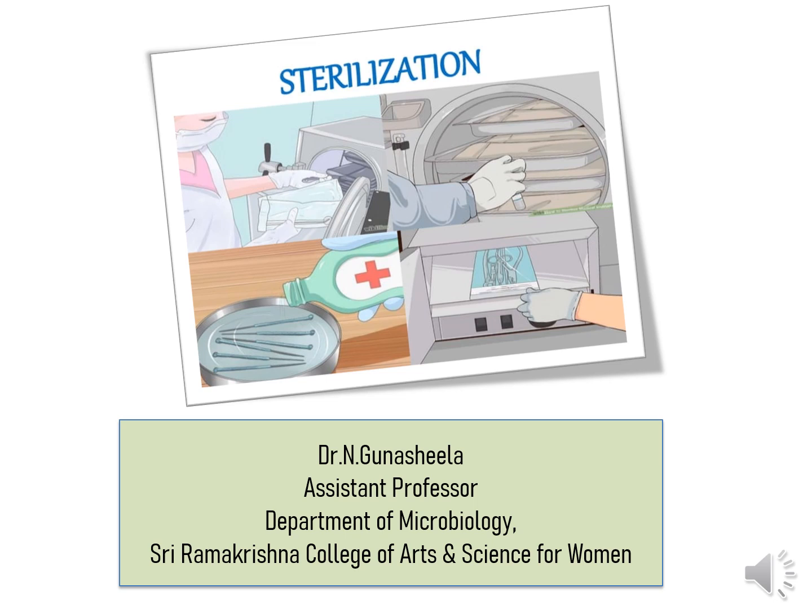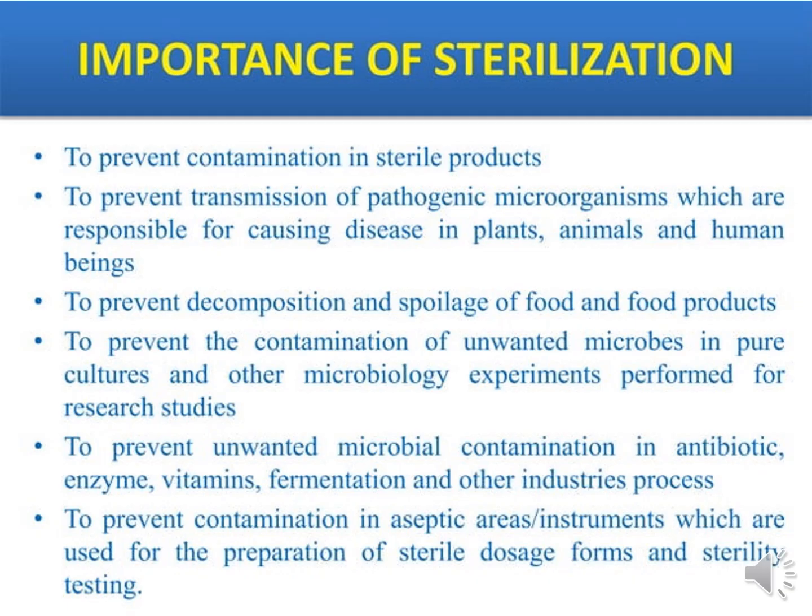So today we are going to see about sterilization and the importance of sterilization. So why do we need sterilization? What is the purpose of sterilization? Sterilization is mainly to remove or prevent contamination, especially in sterile products, and to prevent pathogenic organisms, which, you all know, pathogens cause diseases to plants and animals. In order to remove them, we have to go for sterilization.